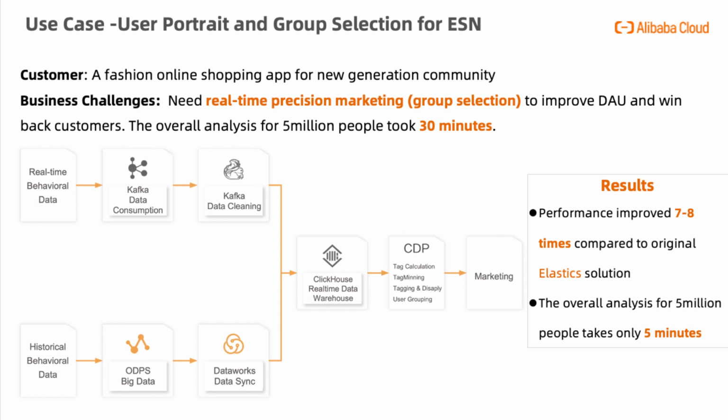The real-time behavior data goes through the Kafka data consumption and cleaning paths. The historical data is processed in MaxCompute and synced to ClickHouse via DataWorks. This mechanism supports customers to select required users for marketing based on the historical tags and real-time tags to increase the daily active users. As a result, our solution improves aggregation analysis performance by 5 to 10 times compared with the traditional log analysis solutions. Queries for 100 million log entries are completed within milliseconds.